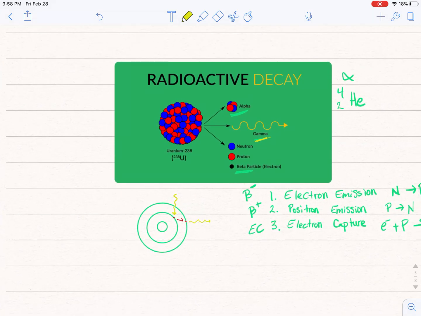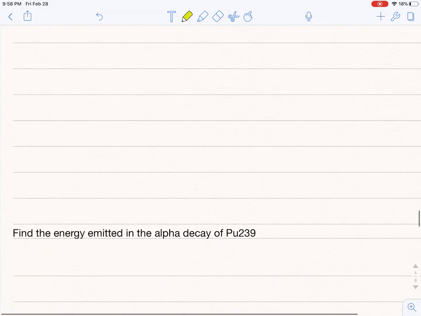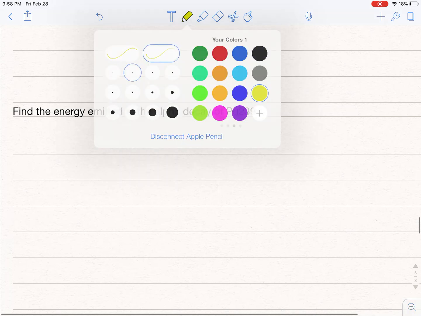Okay, so I want to go over a problem real quick of the sort of application that you're going to have to use this knowledge for. I only have time to do alpha, but just remember that beta and gamma are going to be fairly similar, except that with gamma, you're not necessarily dealing with change in masses, but rather just change in energies. And with beta, the change in mass is not so much due to the electron as it is just the change in charge. So I'll go down real quick.